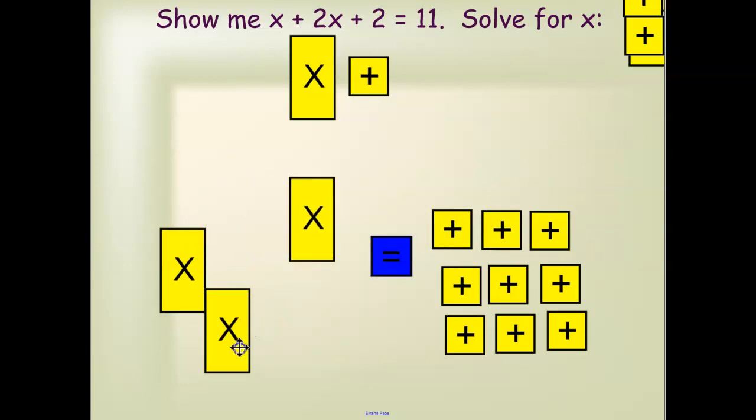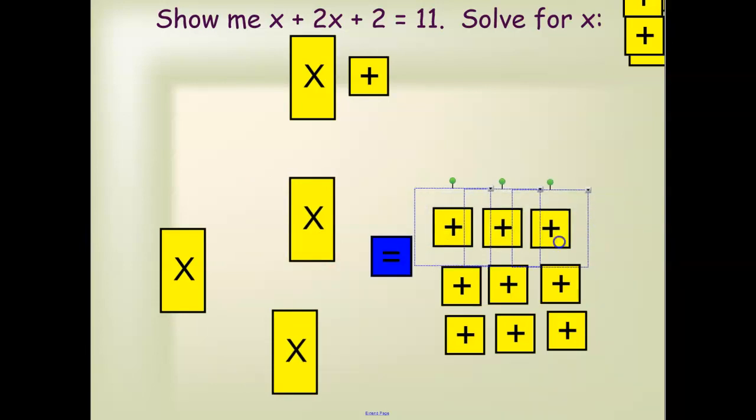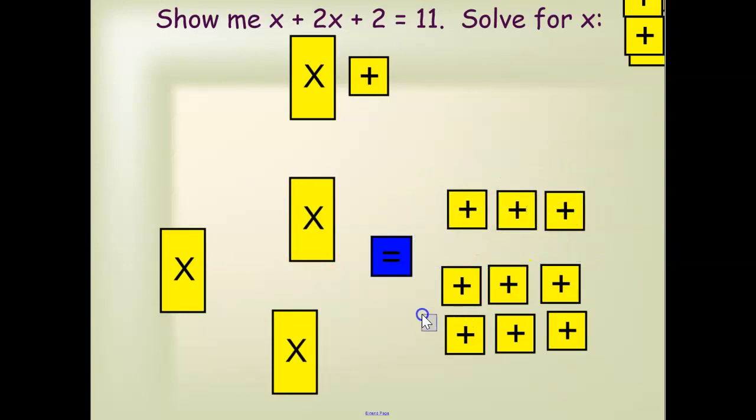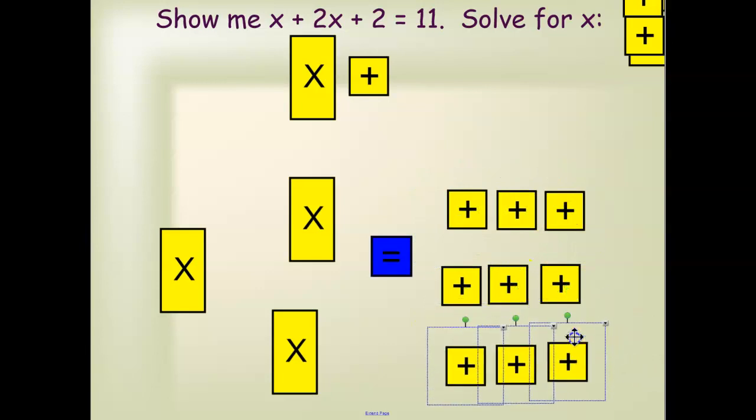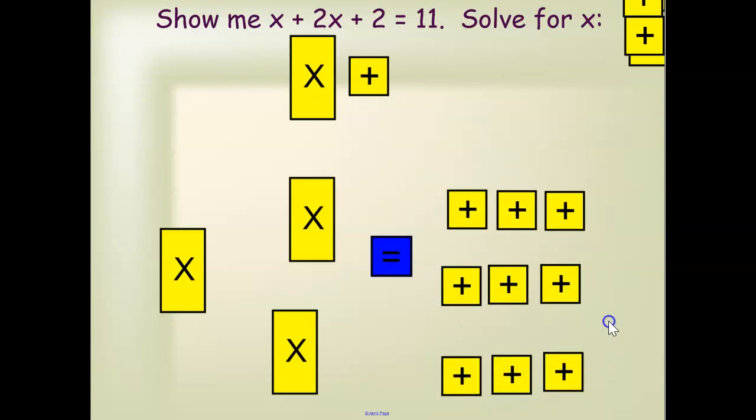And in order to get x by itself, I could make 3 piles of x over here, because I just want to know what 1x equals, not what 3x equals. And since I divided by 3 on one side, I'm going to divide by 3 on the other side. So now I can see that each x corresponds to 3 because x equals 3.